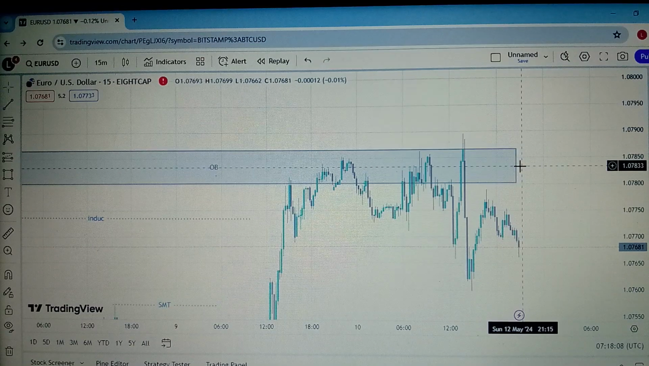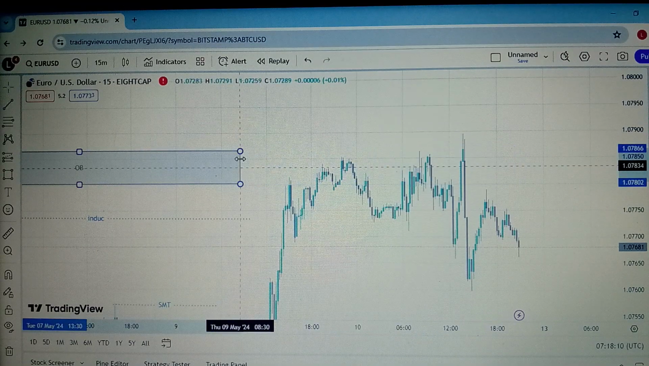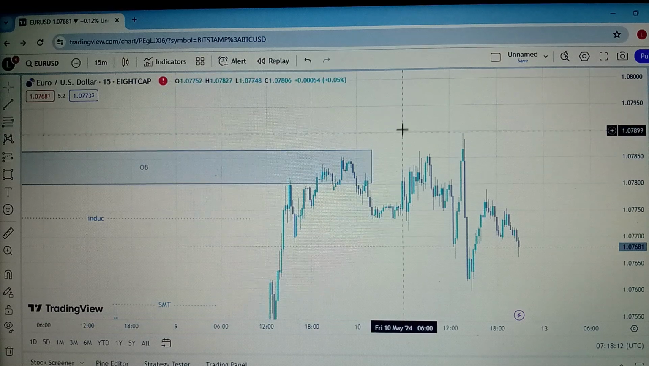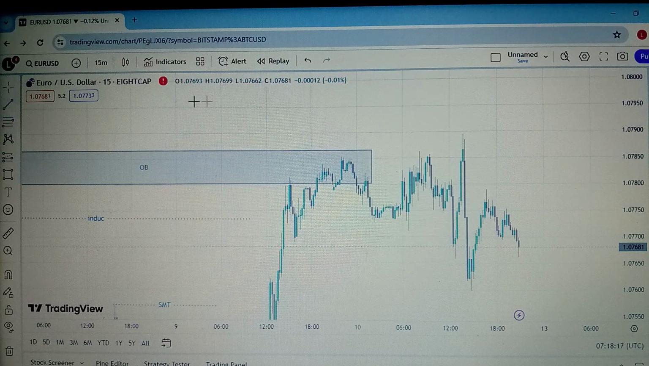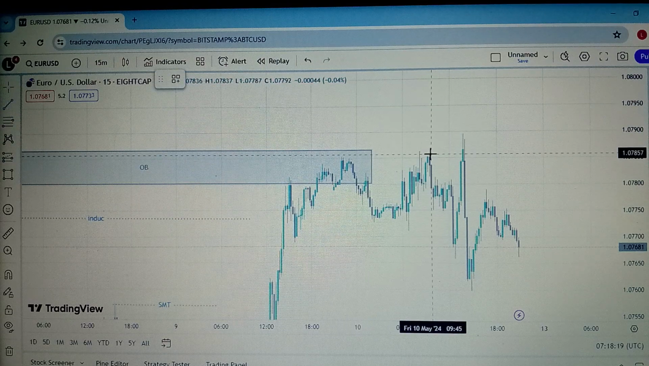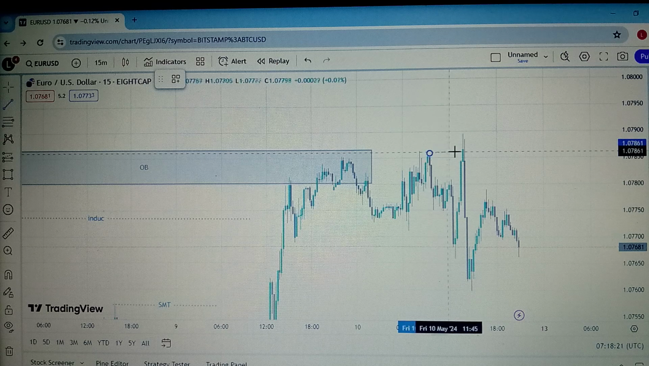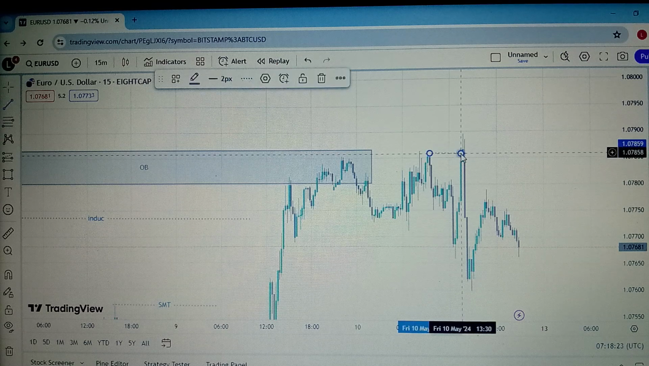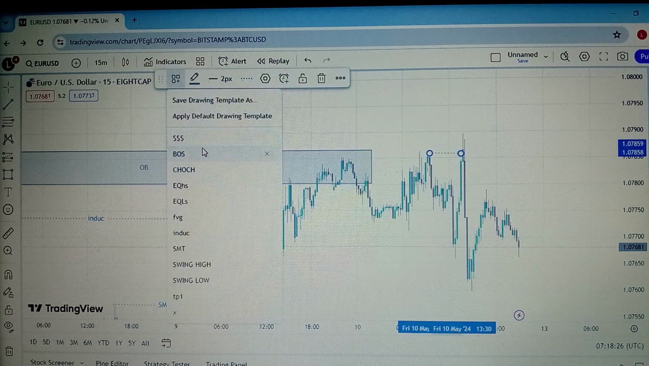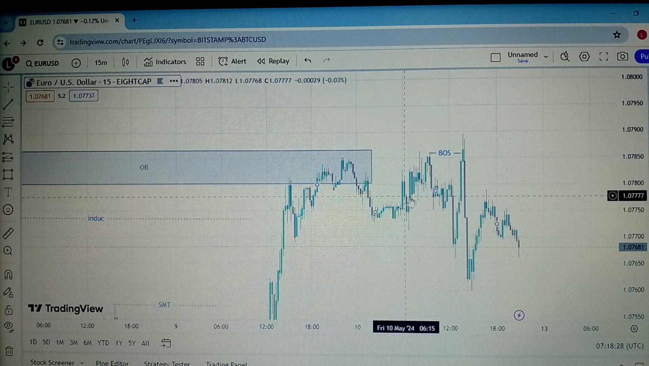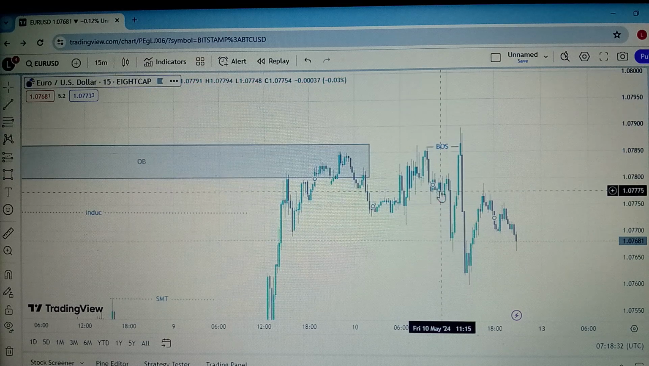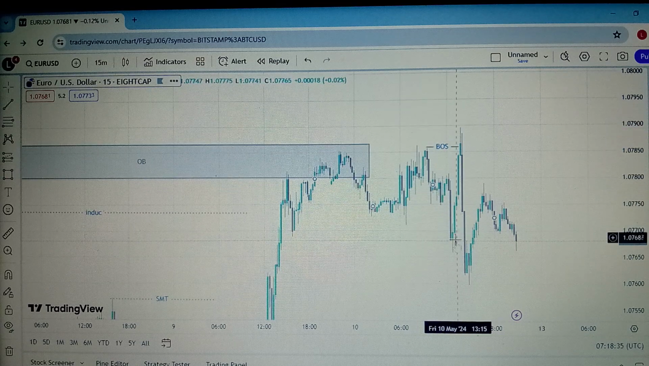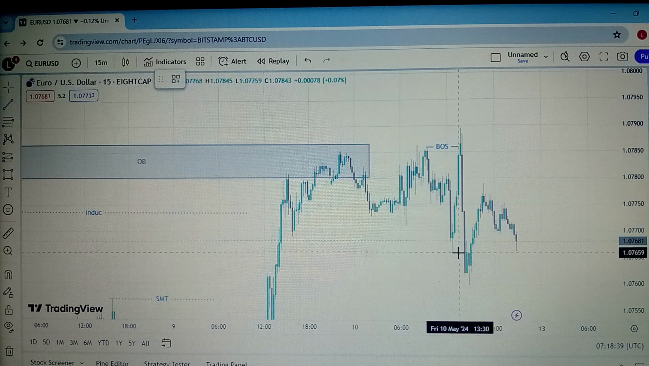Let me just remove this. Okay. So what I see is that we have a breakout structure, right? The break is trading from this low to this high. So this is our change of character.